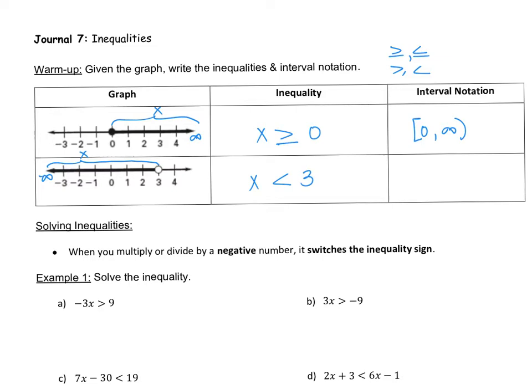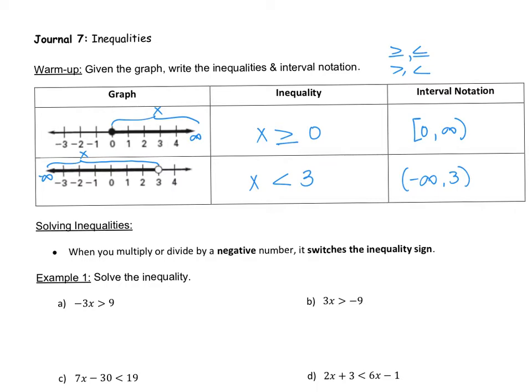Now to write this in interval notation, we can see it's going from negative infinity to 3. So we're just going to write it from left to right, parentheses on both since that is an open circle. And there we go. So now that we're warmed up here, let's talk about solving inequalities.